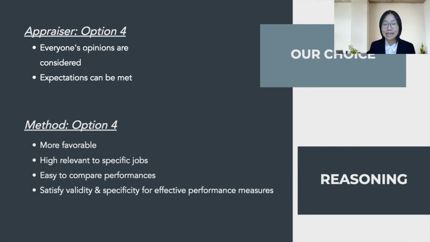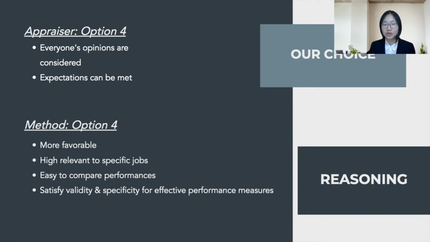The BARS method tends to be more favorable due to its high relevance to the specific job and because it makes it easier to compare performance among employees. It satisfies the validity and specificity needed for effective performance measurement. It measures all the relevant aspects of performance, including quantitative measures, and helps performance management meet the goal of supporting strategy.